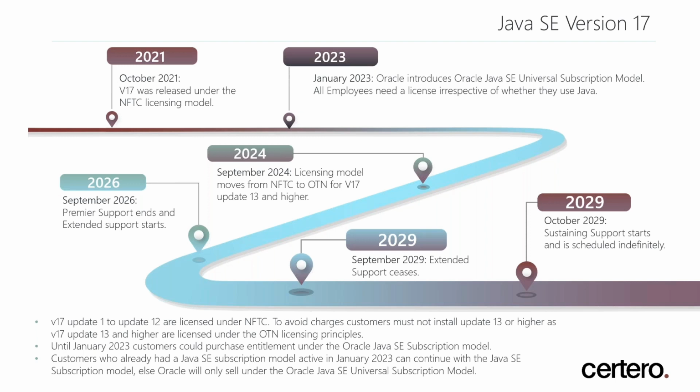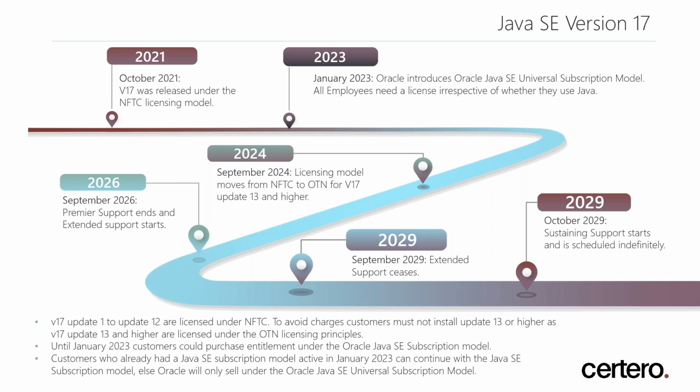And from 2024 onwards, i.e. September 2024, when update 13 comes out, if you install update 13 or above, then it'll move to OTN in production. So you need to take steps to ensure that those upgrades do not happen to later updates if you're going to stay on version 17.